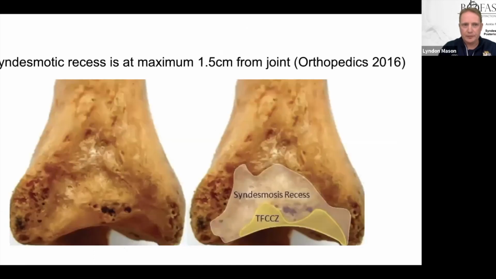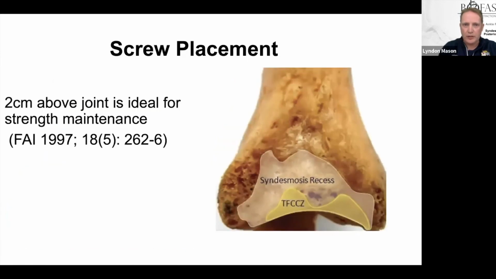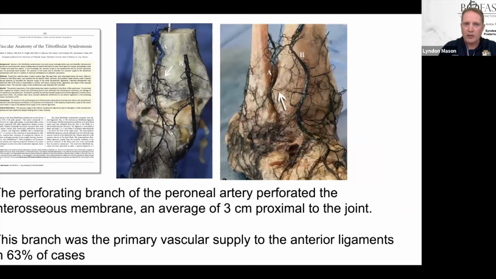Hardware placement. Well, we've already said that the syndesmotic recess is 1.5 centimeters from the joint, and 2 centimeters above the joint is the ideal strength maintenance. That's where you want to keep it for the strongest hold. But also remember, as I talked to you about that area where the peroneal artery perforator comes through, as you can see, it's coming through here, to the front of the syndesmosis, the perforator is coming through the front. And it supplies 60% of your anterior ligaments. And also, if you catch it, it's a relatively large artery to actually injure. This is on average 3 centimeters proximal to the joint.